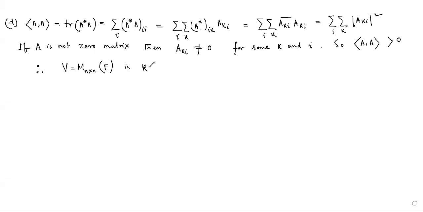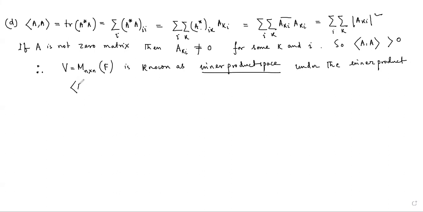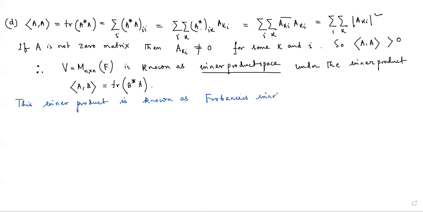is known as an inner product space under the inner product A comma B equals trace of B star A. Okay, this inner product is a special inner product which is known as the Frobenius inner product.